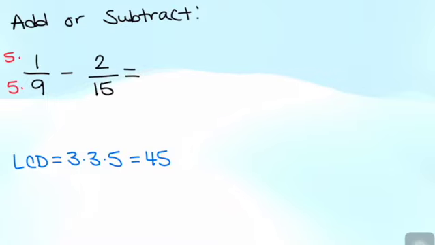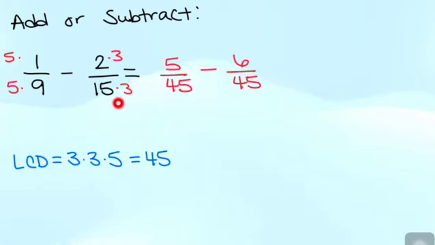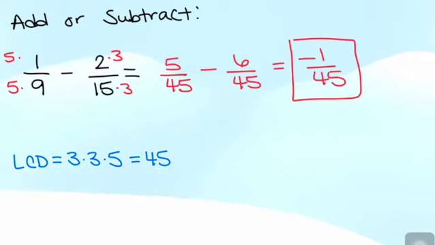All right, so both fractions need a denominator of 45. To turn a 9 into a 45, I've got to multiply by 5. So do that to the top as well. That's 5 over 45. To turn a 15 into a 45, we have to multiply by 3. So I'll do that to the top and bottom, and that gives me 6 over 45. Now that we have the same denominator, we can subtract the numerators. 5 minus 6 is -1, and the denominator stays at a 45. So the final answer would be -1 over 45.